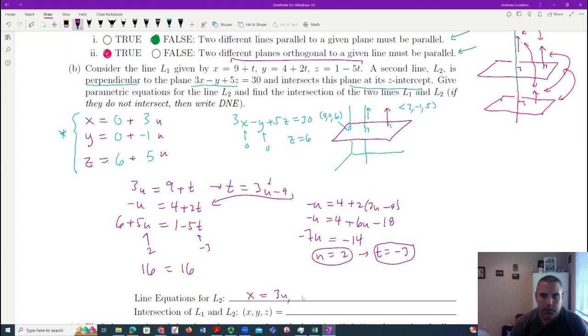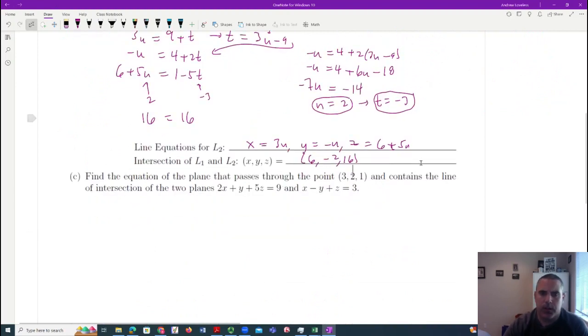X is equal to 3u, y is equal to negative u, z is equal to 6 plus 5u. And the point we get, if we plug the u or the t in, is 6, negative 2, 16. Okay, and lastly, find the equation of the plane that passes through this point and contains the line of intersection of these two planes. Now this is on all my old tests. And your very first job is to find 2 points.